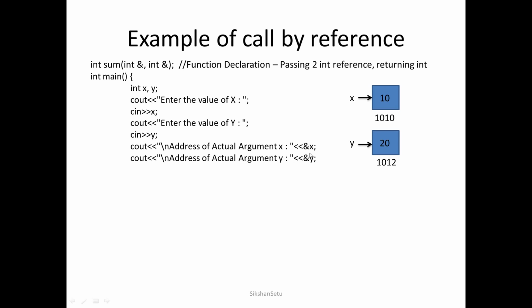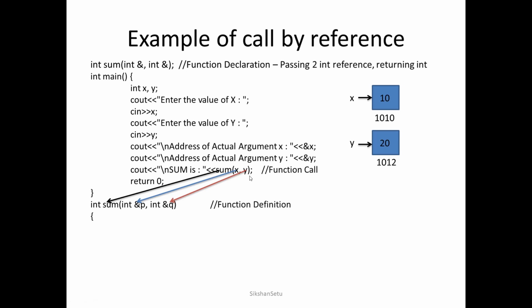So, what is the address of x? We know that this ampersand here is used as the address operator. So, it will print the address of x. You can see the address of x here is 1010, so it will be printing 1010. The address of y is 1012. Now, we are calling a function. Here we are going to call the function sum with x comma y.